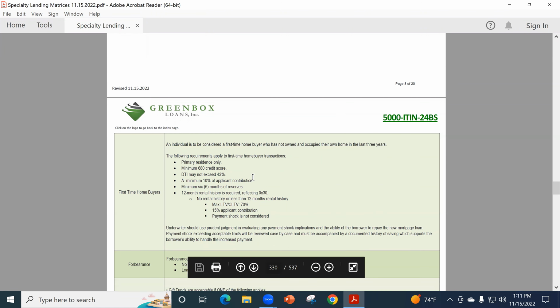And the cool thing on this one is payment shock isn't considered. One thing that we actually do is payment shock is 200% of the previous payment as well. But if they exceed it, we could always ask for an exception as long as we have the right compensating factors on that as well.